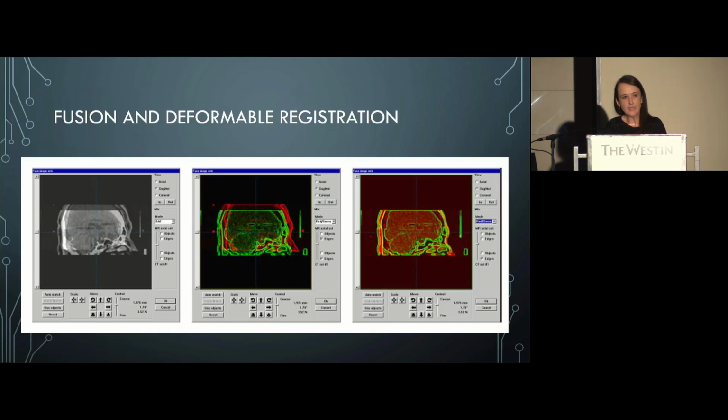Then in terms of planning, what can also aid us is the fusion with different image modalities like MRI, PET, even SPECT. Because MRIs and PET CTs are probably done on more diagnostic equipment, it might be needed to do deformable registration because the patients are not in the same position as they would be for a radiotherapy treatment scan. So software that can do deformable registration is very useful.